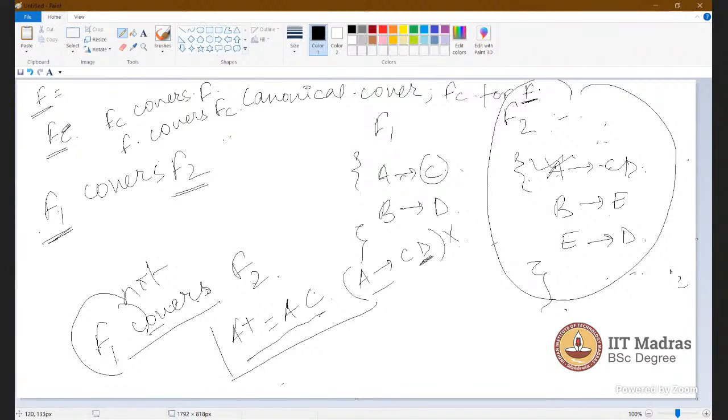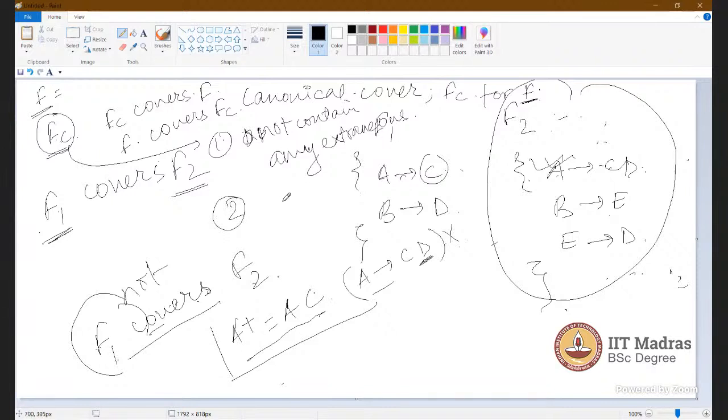So there is another condition for FC. The first condition is that it should not contain any extraneous attribute. We already discussed how to remove an extraneous attribute from a functional dependency, right? So FC must not contain any extraneous attribute. This is the first condition, and the second condition is that all the left hand sides should be unique. What does that mean?